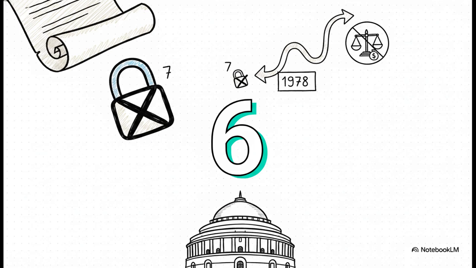You've got to note this crucial historical fact. Originally, the Constitution actually provided for 7 fundamental rights, but the right to property was removed from this list by the 44th Amendment Act back in 1978. It was downgraded to just a legal right. So that leaves us with the 6 fundamental rights we have today. Don't let a tricky true or false question catch you off guard on that timeline.